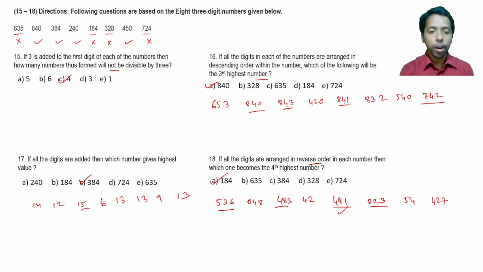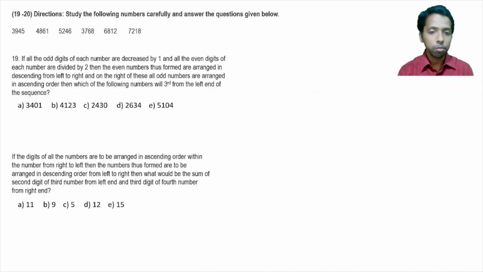So I hope you understood this question, the set of questions here we have discussed well. Now moving to the next one, and this would be the final one. And here 6 numbers are given having 4 digits in each of these numbers, right? So 2 questions are here.